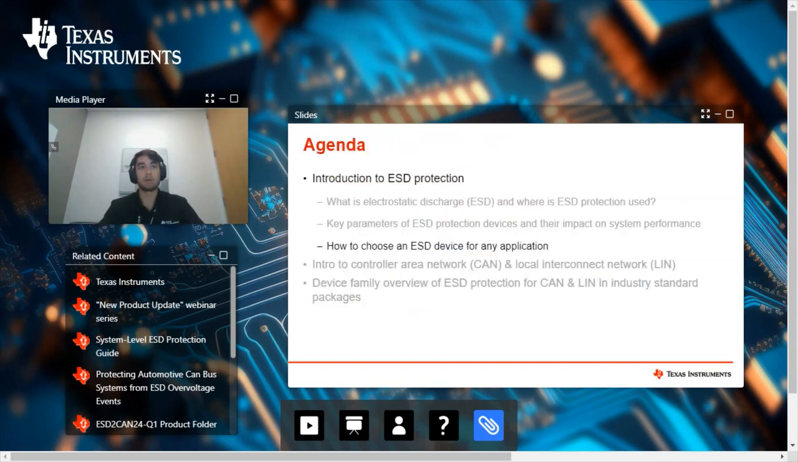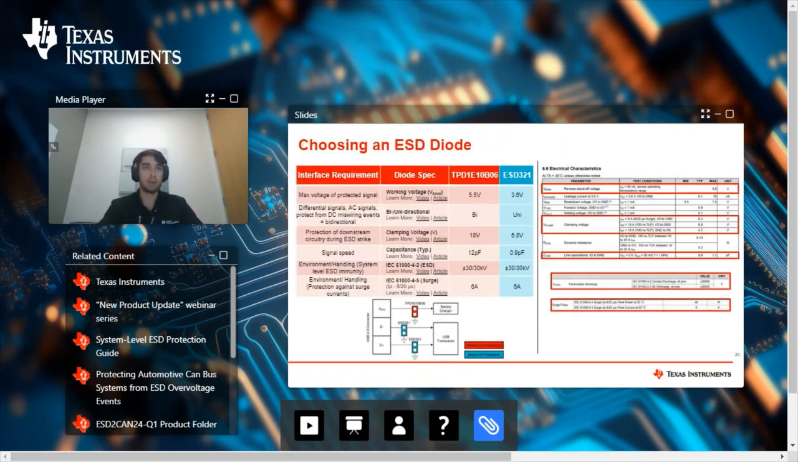So moving on to how to choose an ESD device for any application. Here's kind of a summary of the specs that we've gone over. For working voltage, you're going to want the max voltage of the protected signal. For choosing the polarity, you'll want bidirectional for differential signals, AC signals, or protecting from DC miswiring events. Otherwise, if you have a positive voltage interface, then it's a unidirectional. And for clamping voltage, you're going to want to find the ABS max ratings of the IC you're trying to protect and try to meet that ABS max rating with the clamping voltage.